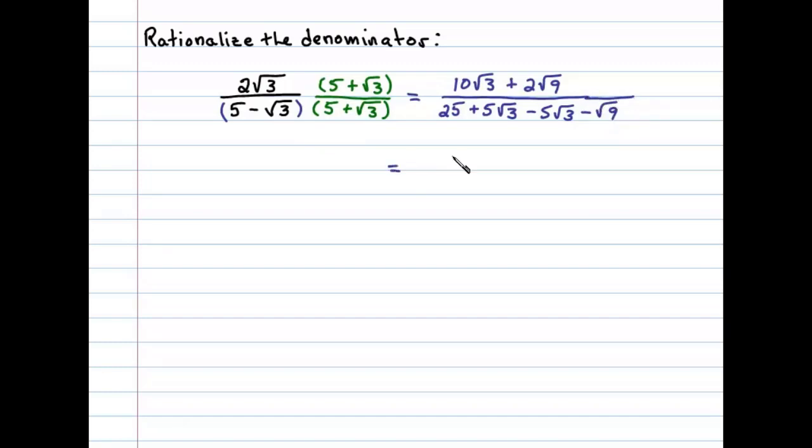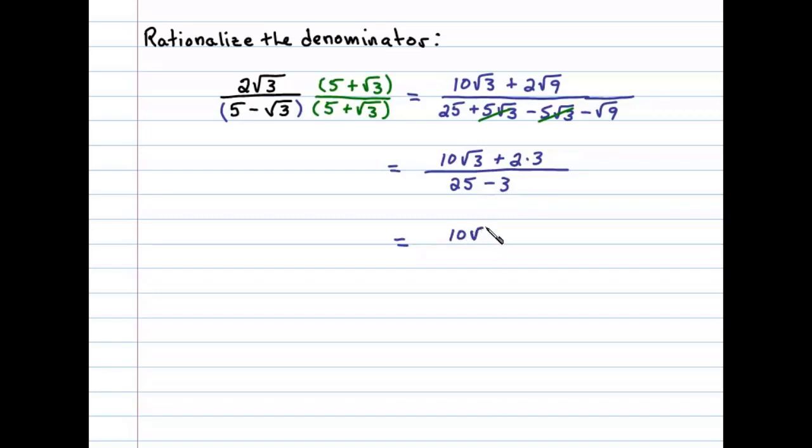Now simplifying, here in the numerator we have 10 square root of 3 plus 2 times 3. In the denominator we can see 5 square root of 3 and negative 5 square root of 3, well, they add to 0, leaving us with 25 minus 3. And notice at this point there's no more radical in the denominator.